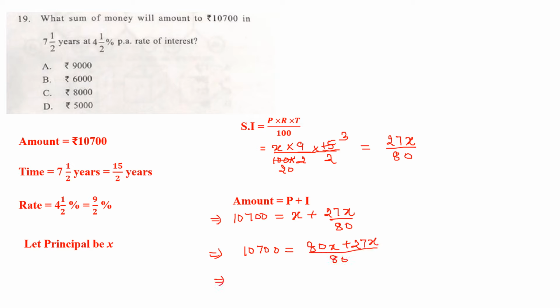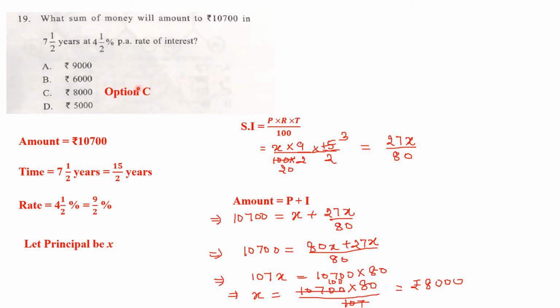I am going to swap LHS and RHS. So it will become now 107x equal to 10,700 into 80. And the value of x from here you can get as 10,700 into 80 divided by 107, and you can reduce it. This will give you 100, and 100 into 80 will give you rupees 8,000. So if you see the options given here, the correct option is C.